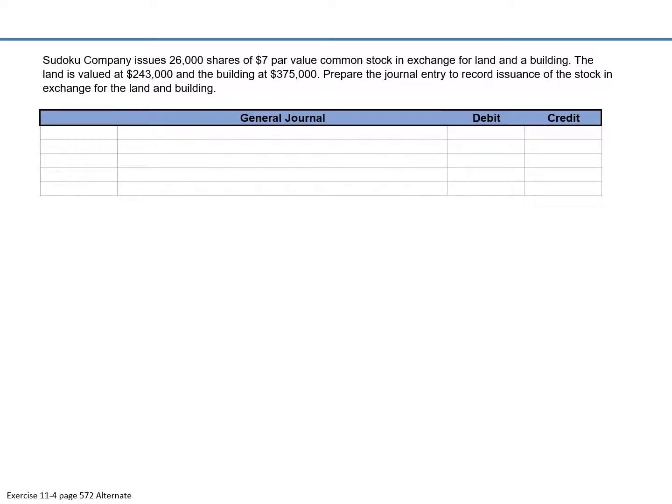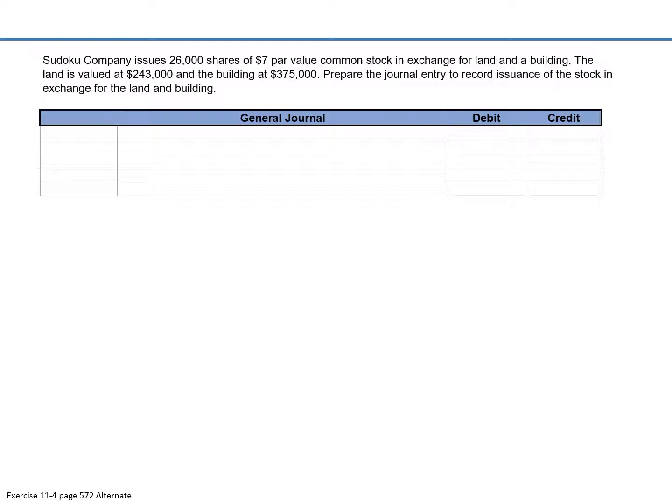Same problem, different numbers. Why don't you take a try at this one? And when you're finished, we can go through it. All right, so Sudoku Company issues 26,000 shares of $7 par value common stock in exchange for land that's valued at $243,000 and building that's valued at $375,000.